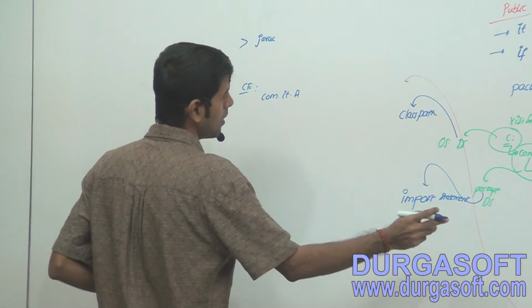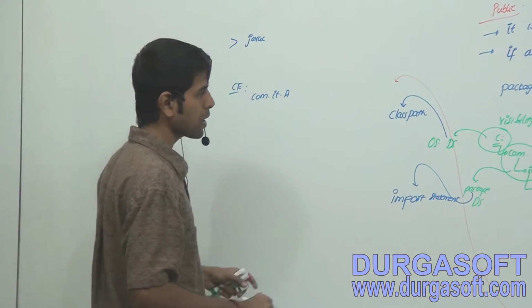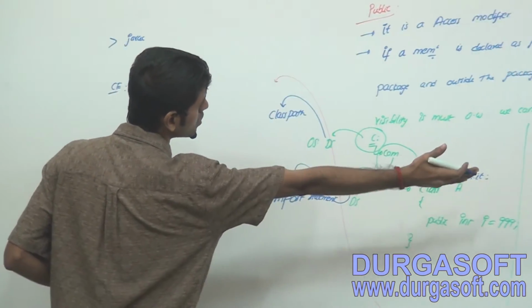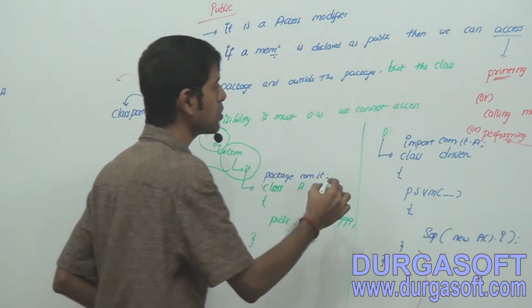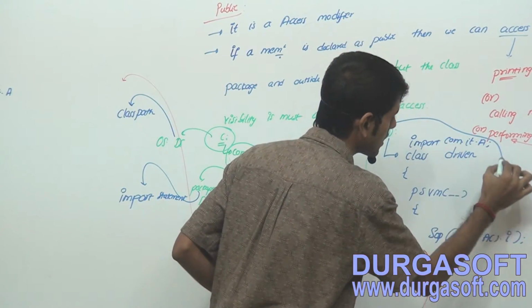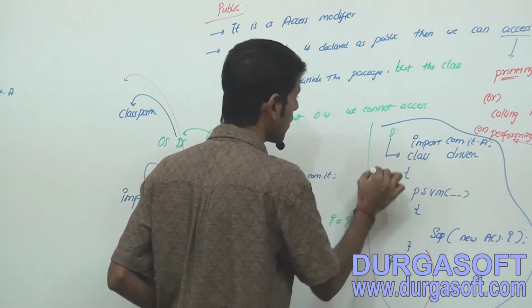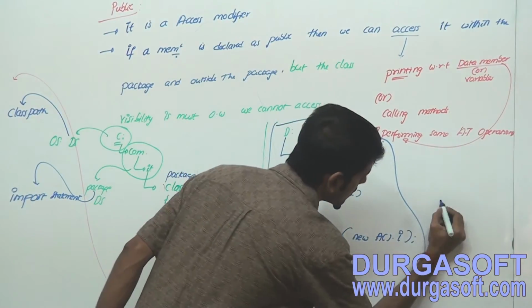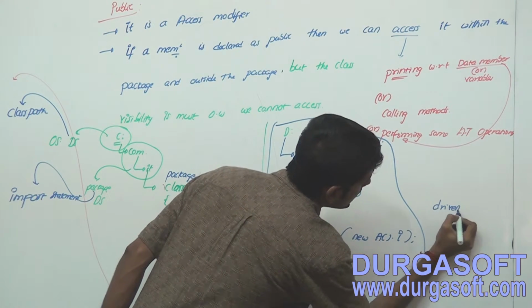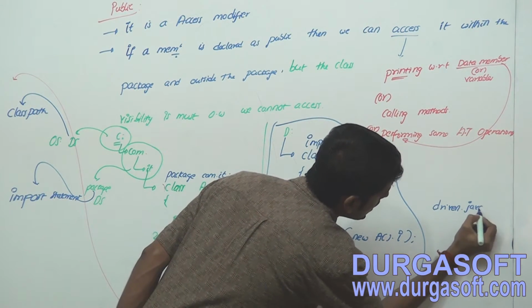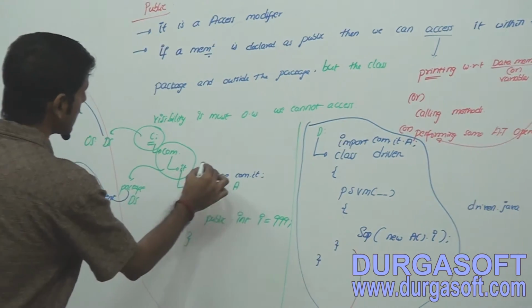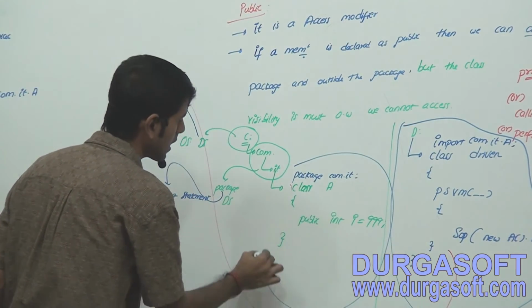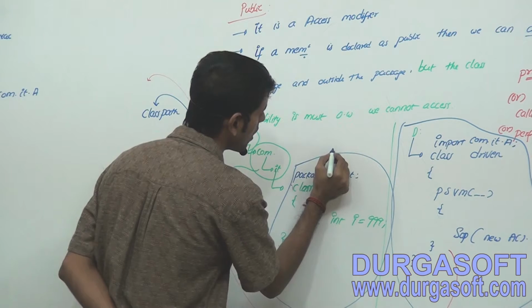Javac. First we compile that source code. Think that I have saved this entire Java code with the name driven.java. And think that this entire class is saved with the name as what?